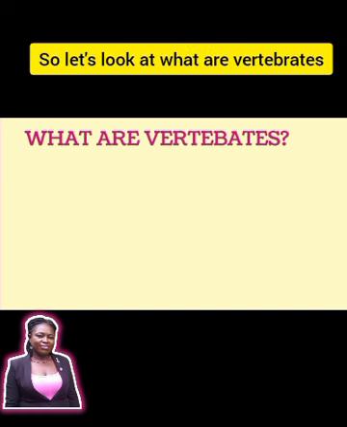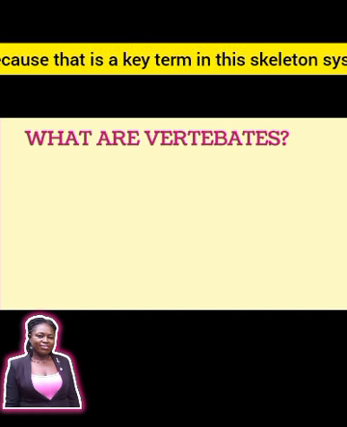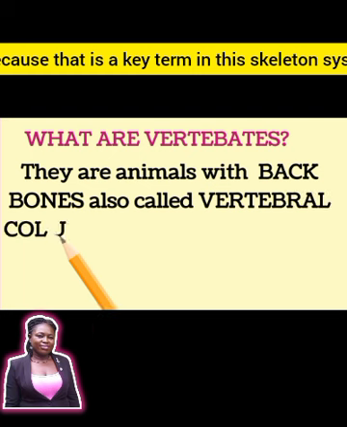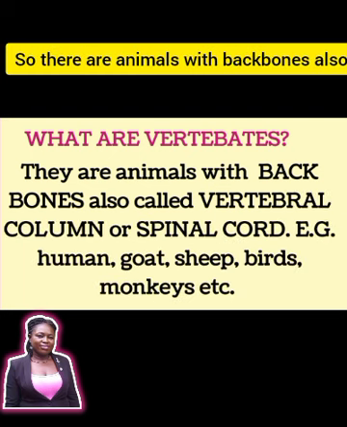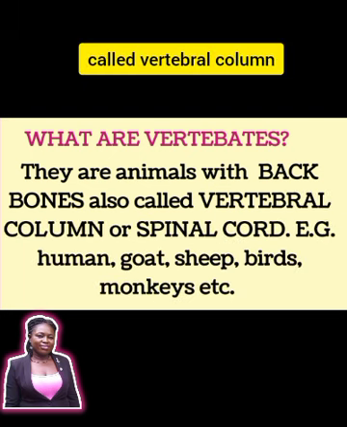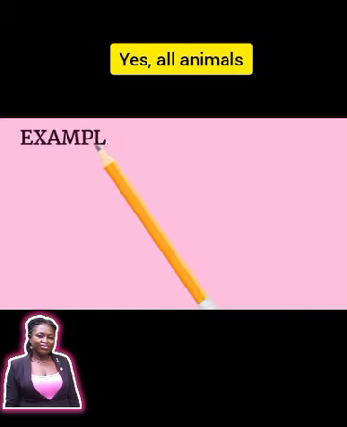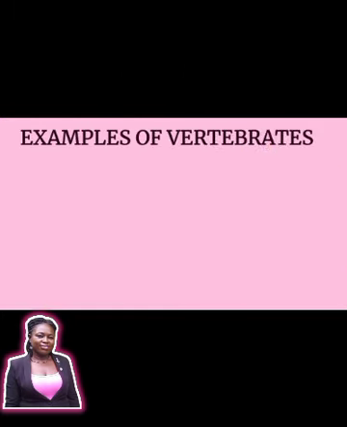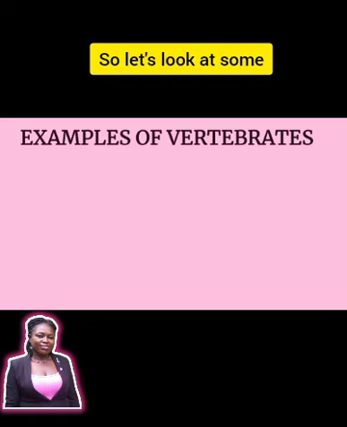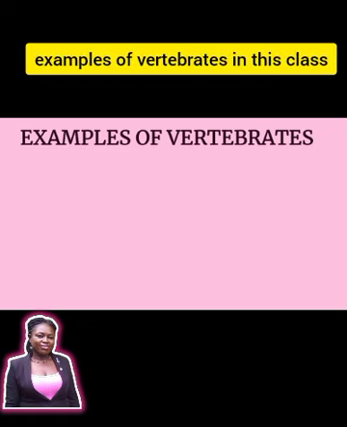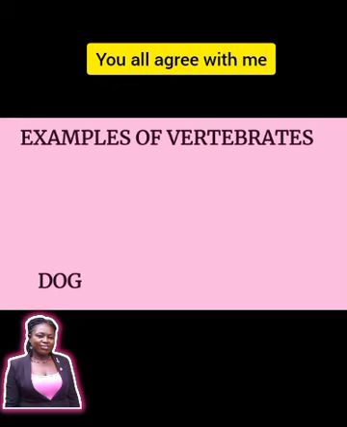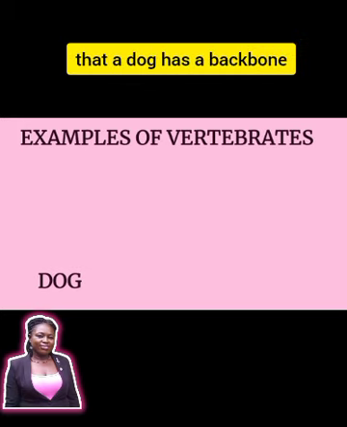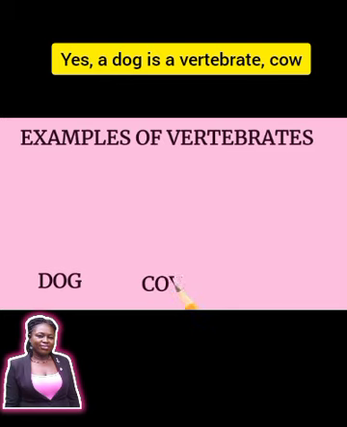So let's look at what vertebrates are, because that's a key term in this skeleton system. They are animals with backbones, also called the vertebral column or spinal cord. Yes, all animals that have backbones, and we human beings are examples of vertebrates. Let's look at some examples of vertebrates in this class. Number one is dog. You all agree with me that a dog has a backbone. Yes, a dog is a vertebrate.